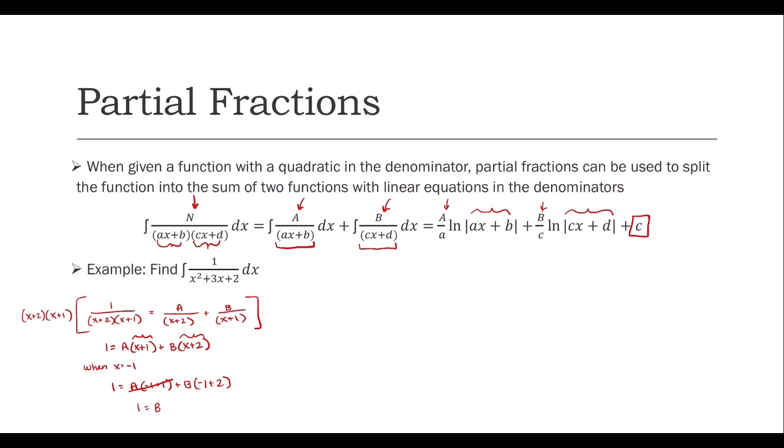So now that we know b equals 1, we have 1 equals a times x plus 1 plus b, which was 1, times x plus 2. So we'll plug in another value for x. So when x equals 0, for example, we would get 1 equals a times 0 plus 1, which is 1, plus 1 times 0 plus 2, which is 2. We'll subtract 2 from both sides to get that -1 equals a.